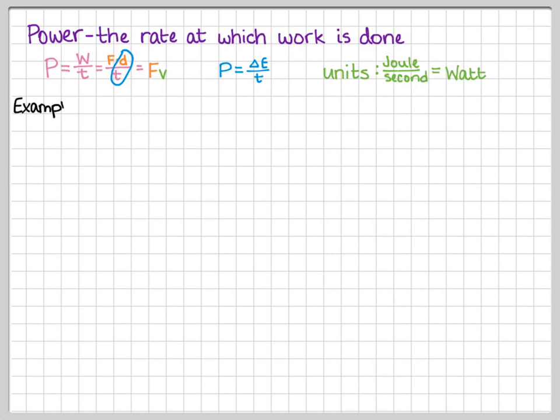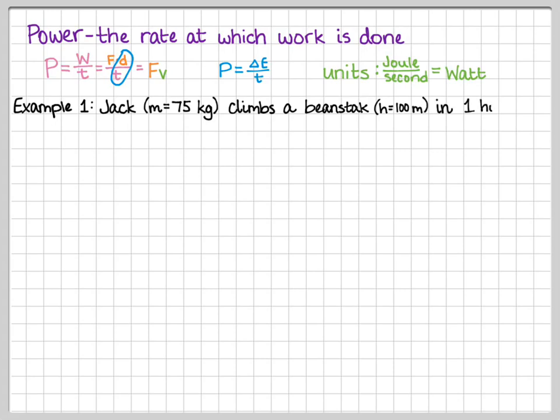So I've got 3 real quick examples to show you. So example number 1, we are talking about classic Jack climbing up a beanstalk. So Jack has a mass of 75 kilograms. He climbs up a beanstalk that is 100 meters. It takes him an hour to do so. We want to know, okay, well, how much power is Jack using?